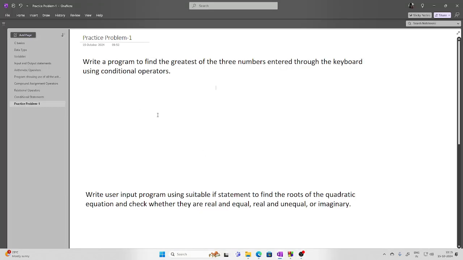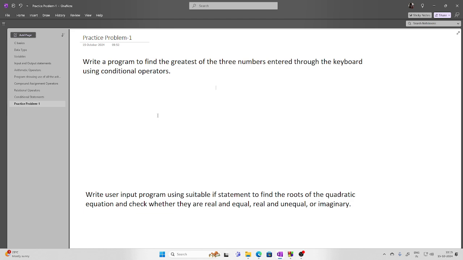Hello friends. In the last video we learned about conditional statements, that is if, else and the if else ladder. In today's video we'll be solving some problems based on conditional statements. So let us start with the first problem.